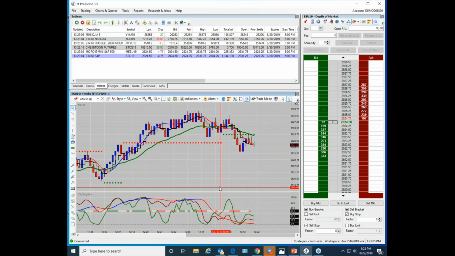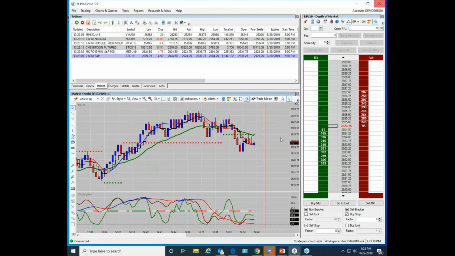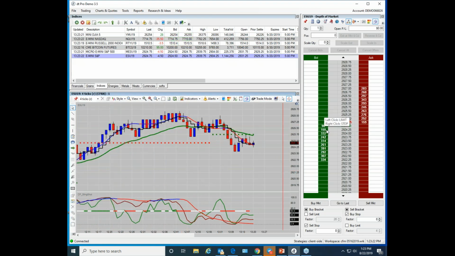All right, so we are going to look for this same setup in this environment right now. This is the DT Pro platform. This is the platform that I support. And we're going to go looking for setups. And what I'll do is I'll end up going inside the DOM, called the DOM, depth of market. This tower here is where we do our buying. We buy in the green, and we do our selling. We sell in the red. That's what we're going to do.